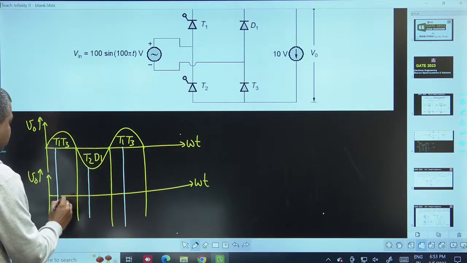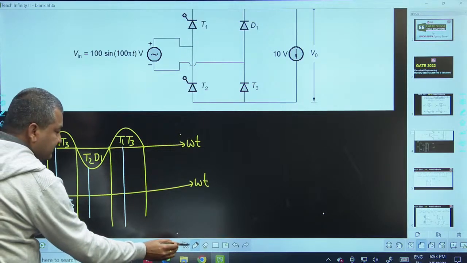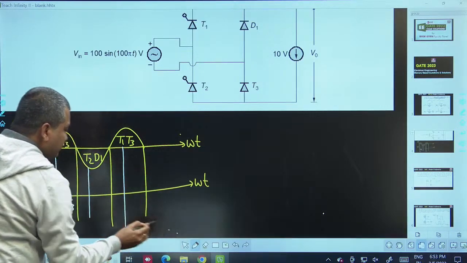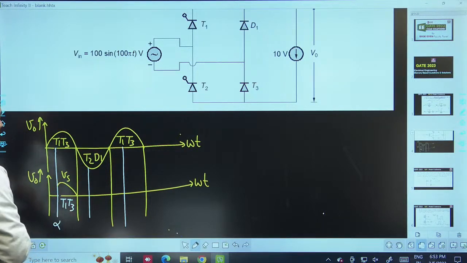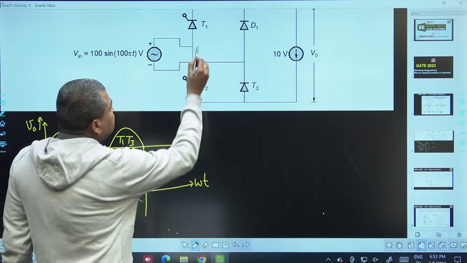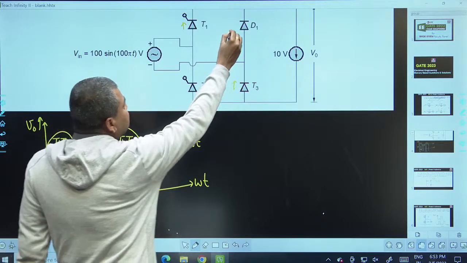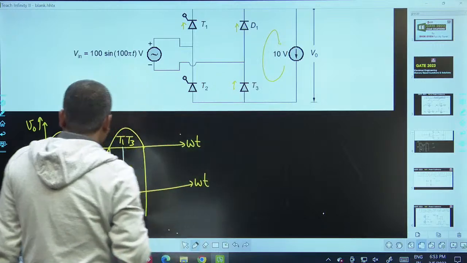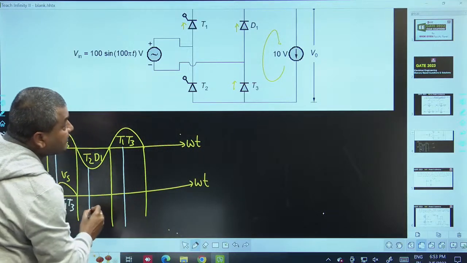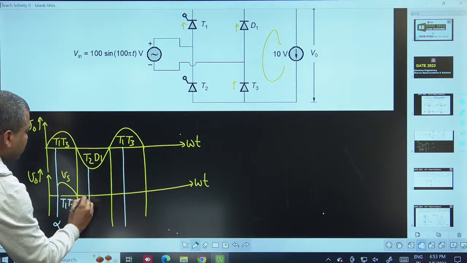So from alpha to pi, T1 and T3 will conduct. When T1 and T3 are conducting, the output voltage is the same as the supply voltage. After pi radians, T1 is already conducting before pi, and T3 is also conducting. After pi radians, D1 begins. When D1 begins, freewheeling continues up to pi plus alpha. So T3 and D1 conduct, and this freewheeling continues up to pi plus alpha.